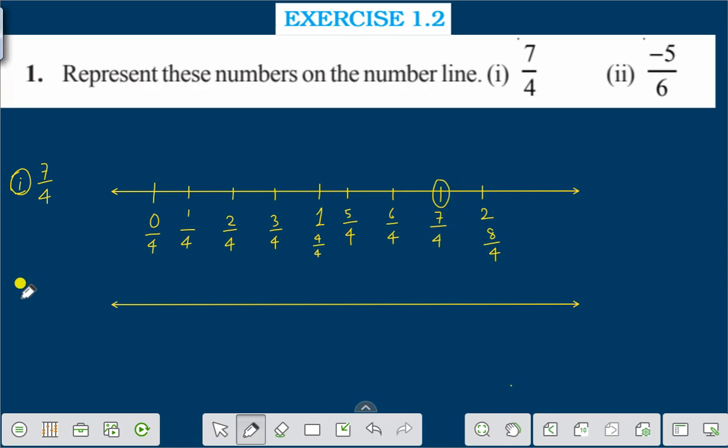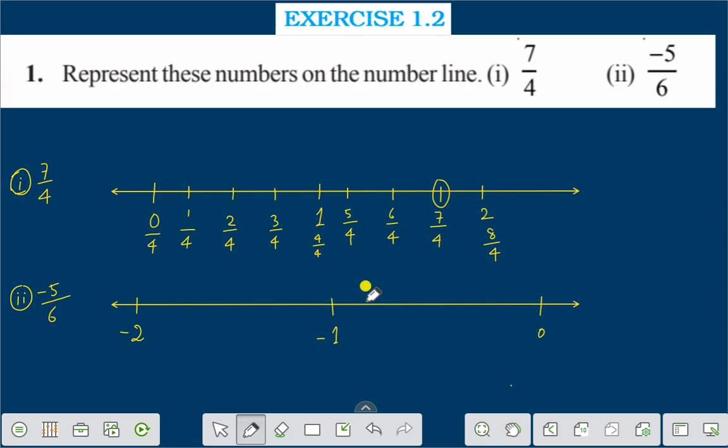Right? Now question number 2 is minus 5 by 6. Here you see the denominator is 6. That means you divide between 0 and 1 into 6 equal parts. Let us divide. Suppose this is 0, this is 1, minus 1, and this is minus 2. And divide between minus 1 and 0 into 6 equal parts, also minus 2 and minus 1 into 6 equal parts.